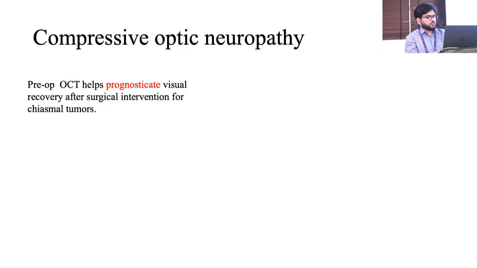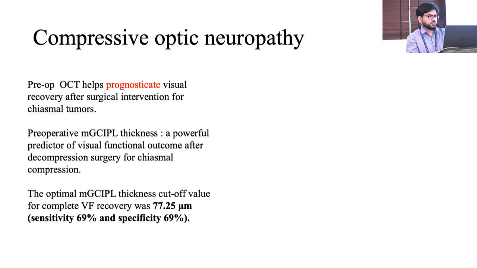The other thing is it prognosticates the visual recovery after a surgical intervention for chiasmal tumors. So preoperative macular ganglion cell thickness is a powerful predictor, according to one of the studies, where they have noted that the optimal macular ganglion cell thickness cutoff value of 77.25 micron was noted for a complete visual field recovery post surgery.